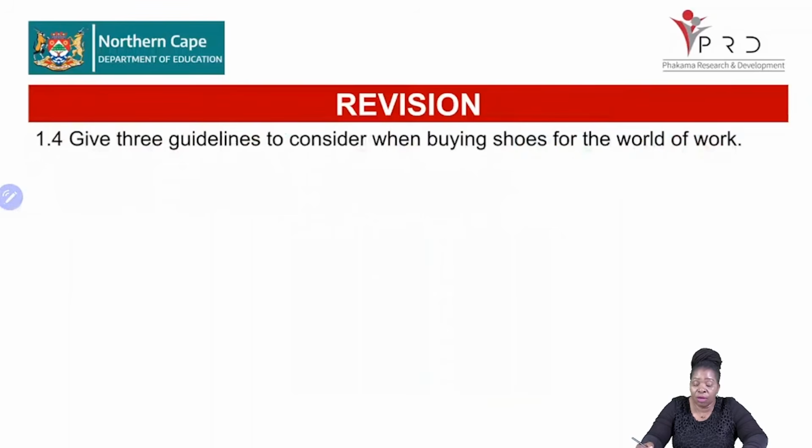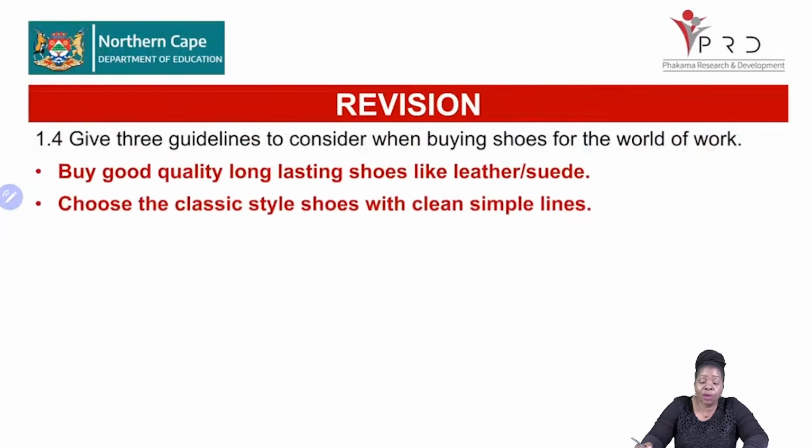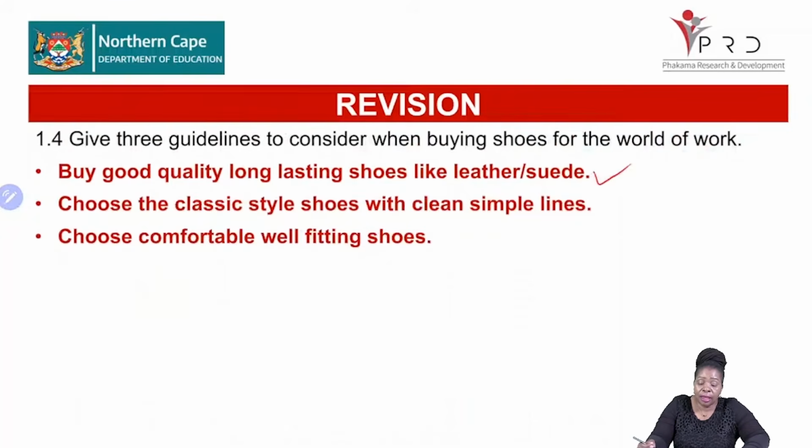Right, let's move on to 1.4, which says, give 3 guidelines to consider when buying shoes for the world of work. Right, so firstly, we must buy good quality, long-lasting shoes like leather or suede. And then you must also choose the classic style shoes with clean, simple lines. And also choose comfortable, well-fitting shoes.